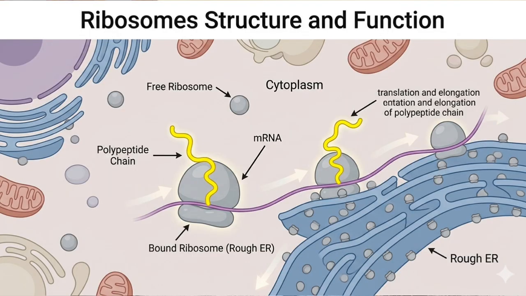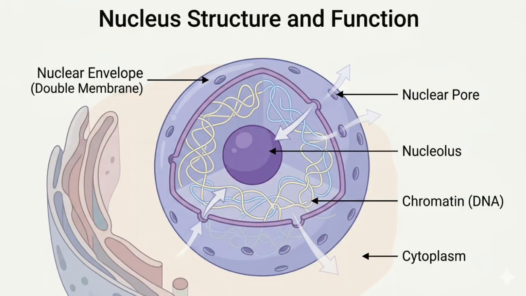Ribosomes are protein factories. Prokaryotes have smaller 70S ribosomes, while eukaryotes have larger 80S ribosomes. Proteins are essential for enzymes, structure, and signaling. The nucleus stores DNA, controls gene expression, and regulates cell activities.